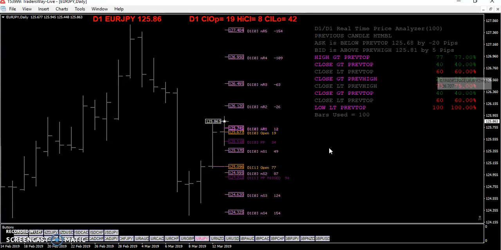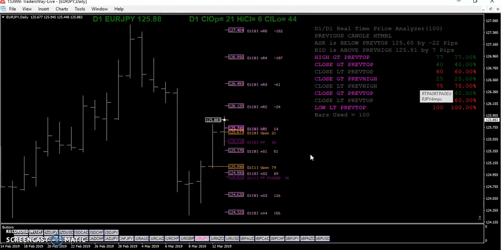So the question is, what would you do? Would you try and ride it? Would you go for something that's 40%, or would you go for something that's 60%? Now, that's the top. But what about the high? It only closed greater than the previous high 25% of the time. Remember, this is the top of the candle, and this is the high. So you can see here, if you take that breakout high, it's even less likely.